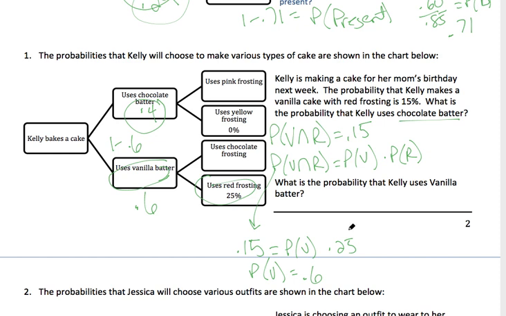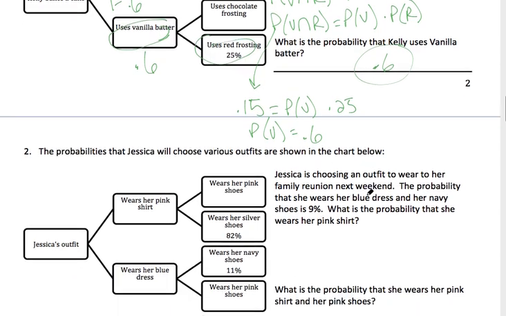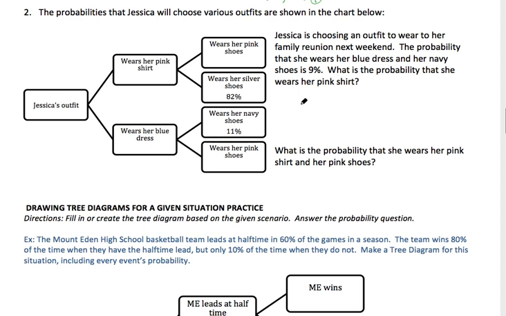Okay, all right, and then the next question is asking us what's the probability that Kelly uses vanilla batter? Well, we already did that, 0.6. Goes right there. All right, so now you're going to do number 2. So pause the video, do number 2, and then start it when you're done, and I will fill in the answers.